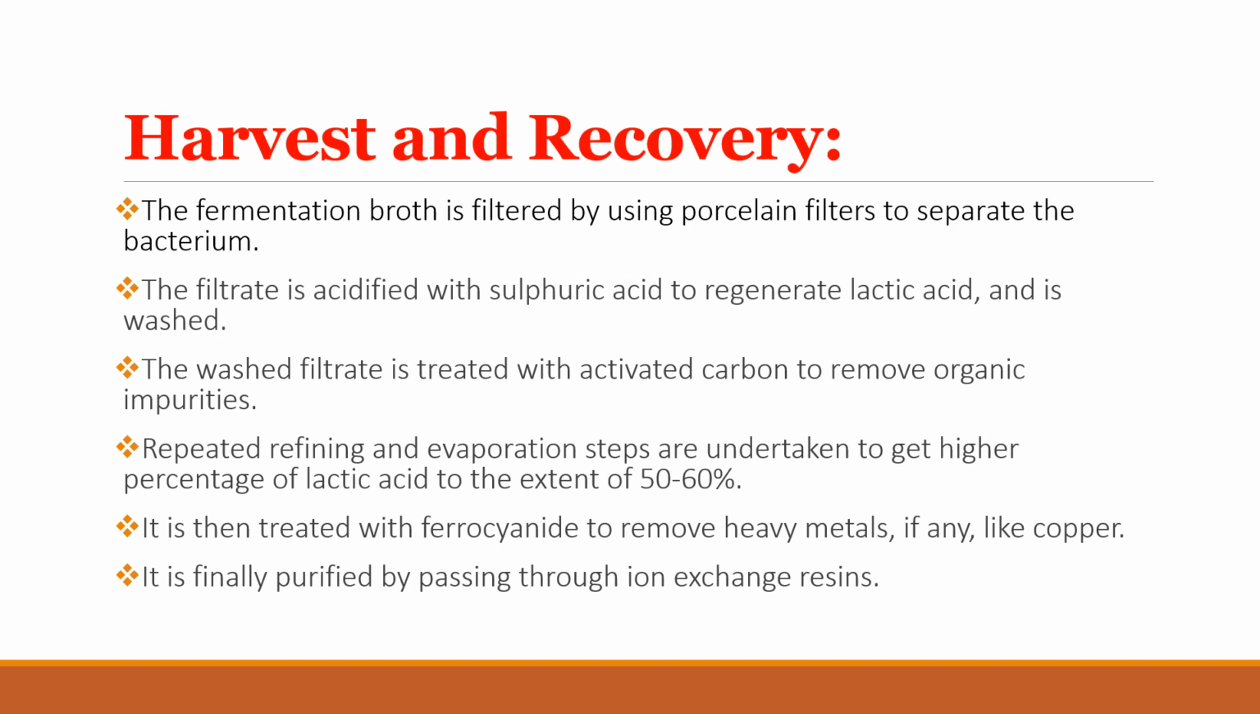Harvest and recovery. The fermentation broth is filtered by using porcelain filters. Porcelain filters consist of tiny pores that allow only the fluid to pass through while holding back the microorganisms. This filtrate is acidified with HCl to regenerate lactic acid and then washed. The washed filtrate is treated with activated carbon to remove organic impurities, and then an evaporation step is taken to increase the percentage of lactic acid to about 50 to 60 percent. It is then treated with ferrocyanide to remove heavy metals, and finally purified by passing through ion exchange resins.